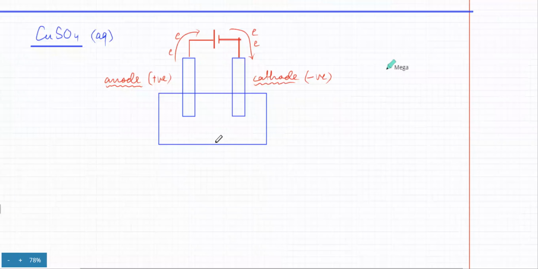So two sides. What's in the electrolyte? If you have copper sulfate aqueous, there's going to be copper 2+ ions, and copper 2+ ions would be attracted to the cathode. And there's going to be SO4 2- ions, and SO4 2- ions would be attracted to the anode.